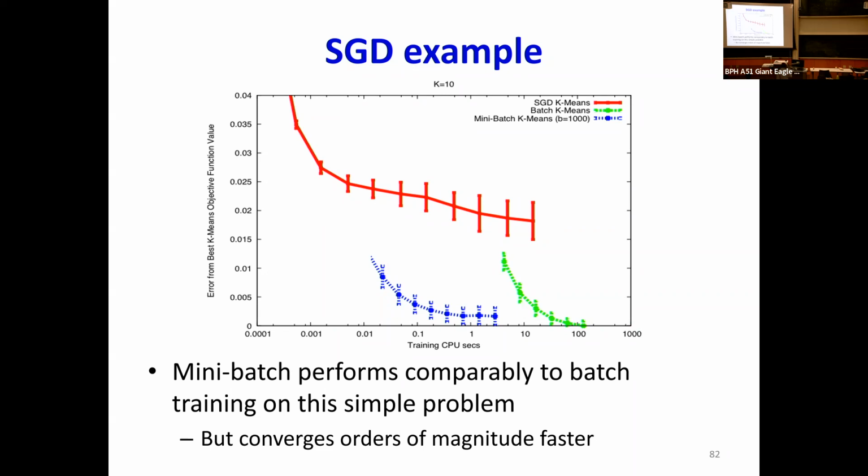Now, here's what you have with mini batches. And you can see with mini batches, you're converging as fast as SGD. You're converging to an answer almost as good as the full batch update. And the variance is almost as low as the full batch update. So it's a kind of sweet spot.